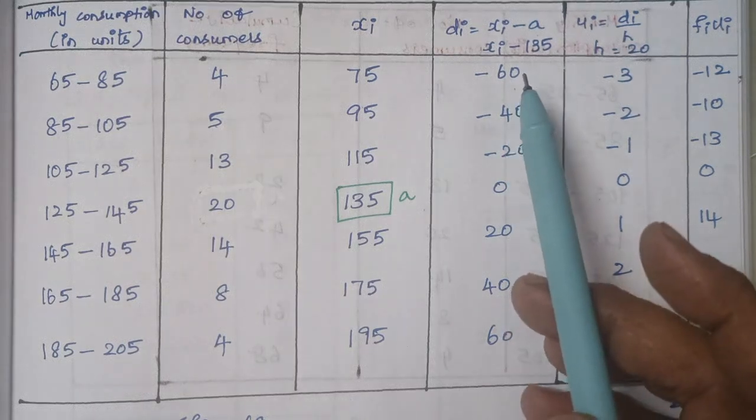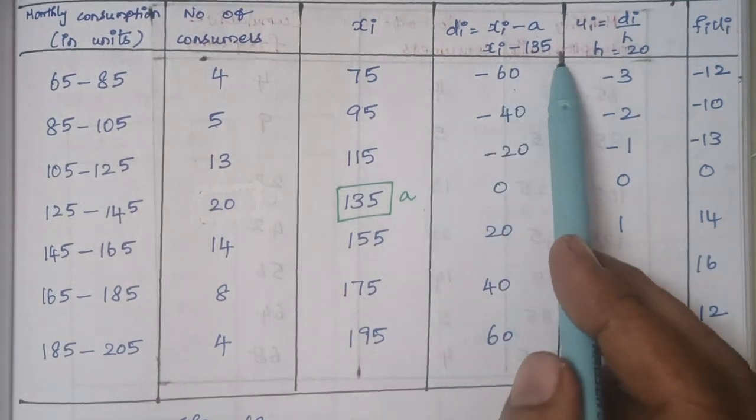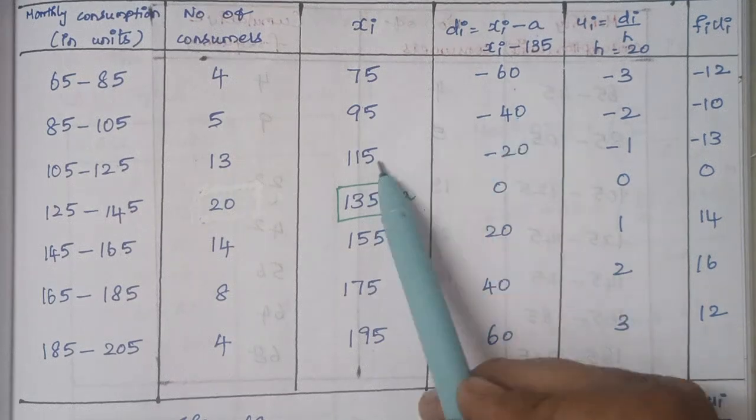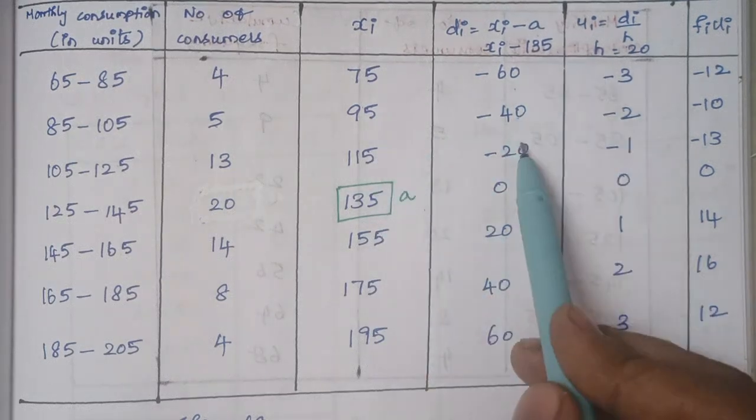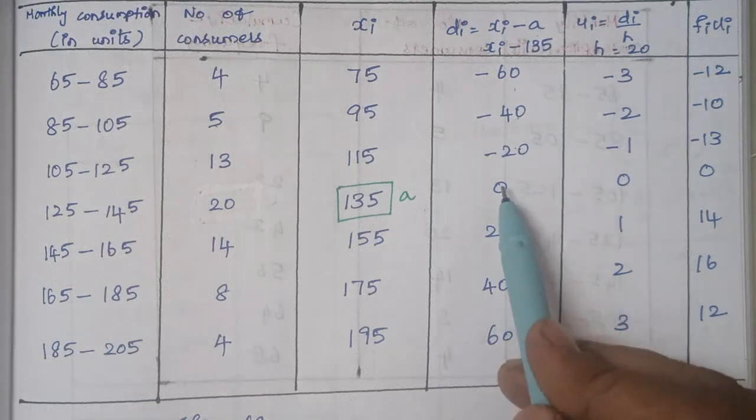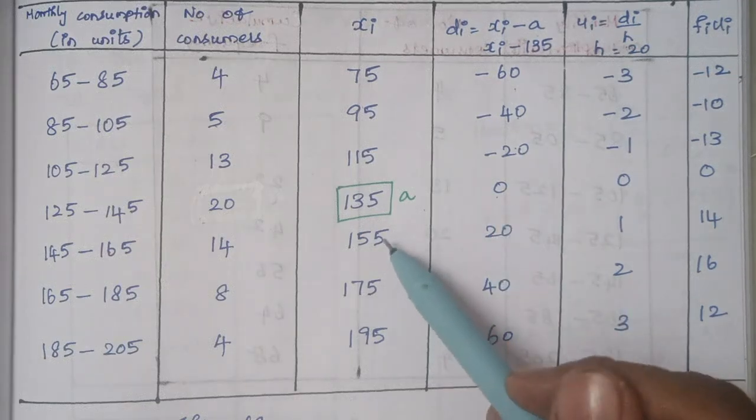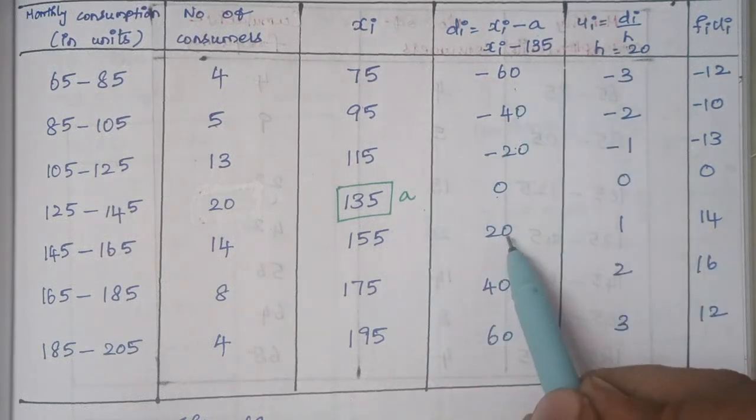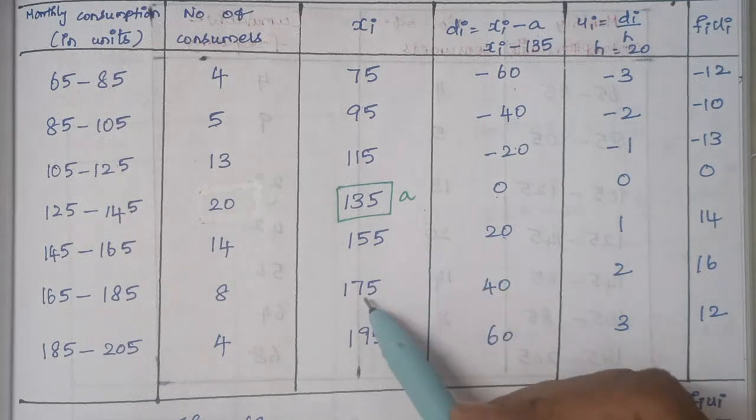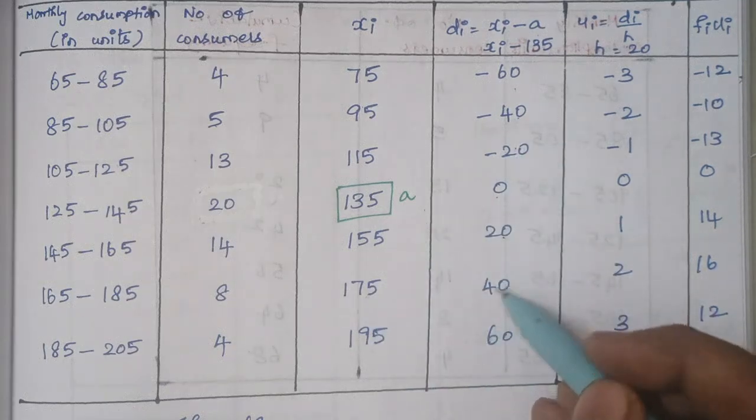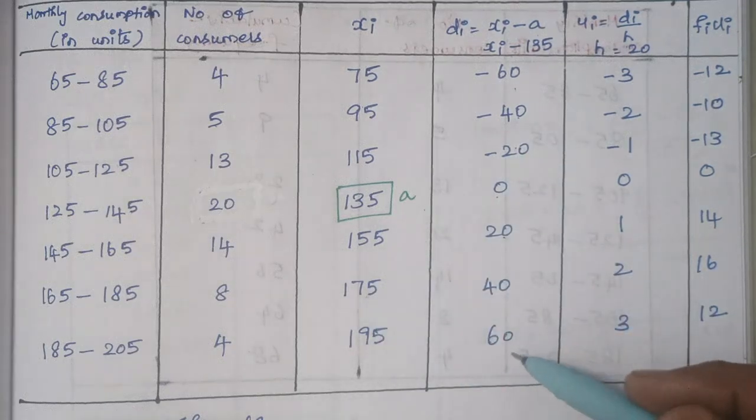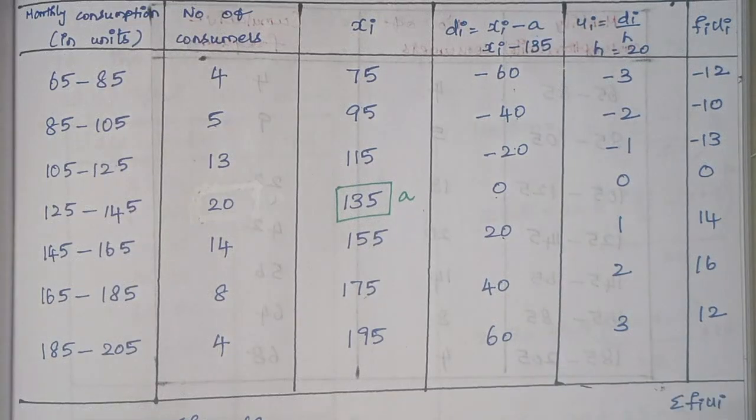And the next thing is 95 minus 135 gives minus 40. And 115 minus 135 gives minus 20, and here it is 0. And the next thing is 155 minus 135 gives you 20, and 175 minus 135 gives 40, and 195 minus 135 gives 60. Right. Now the next thing is we are going to find the value of ui.